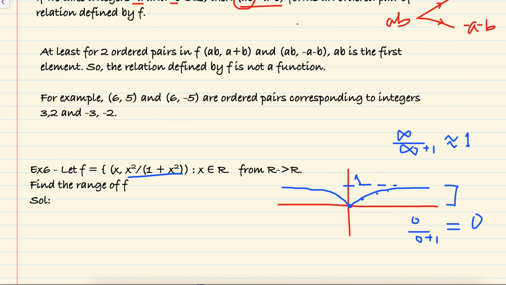So we will denote its range by the interval from 0 to 1. 0 is included, because at 0 we get exactly 0, but 1 it can never reach. 1 is excluded. It will be 0.9999999, but never 1. So this would be the range of this function.